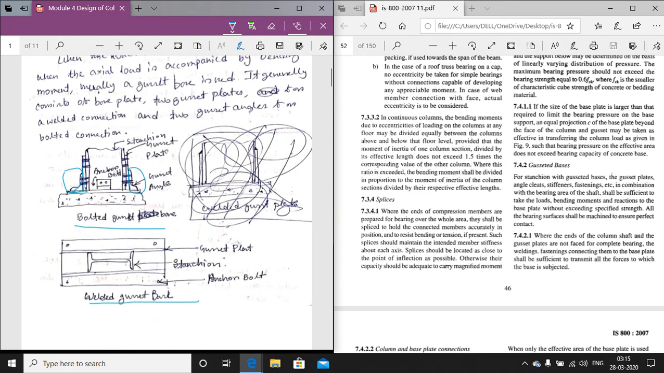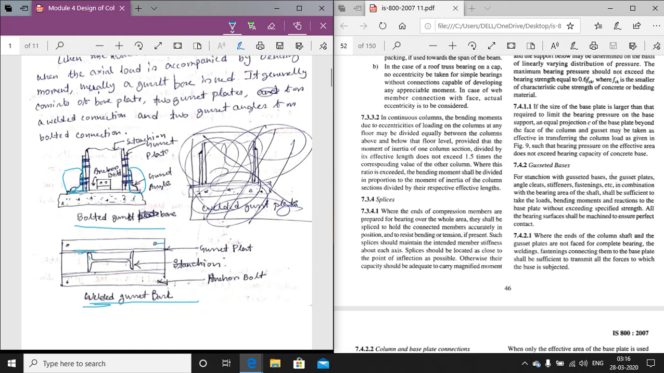But in the case of the welded gusset plate, there is no need for this gusset angle. Only the gusset plate and the column are connected by the help of weld. Now these are the foundation bolts that are provided. Anchor bolts are provided. You should know why, because in the previous class I discussed the need for these anchor bolts: for proper connection between the base plate and the concrete member below it, the concrete pedestal below the base plate.